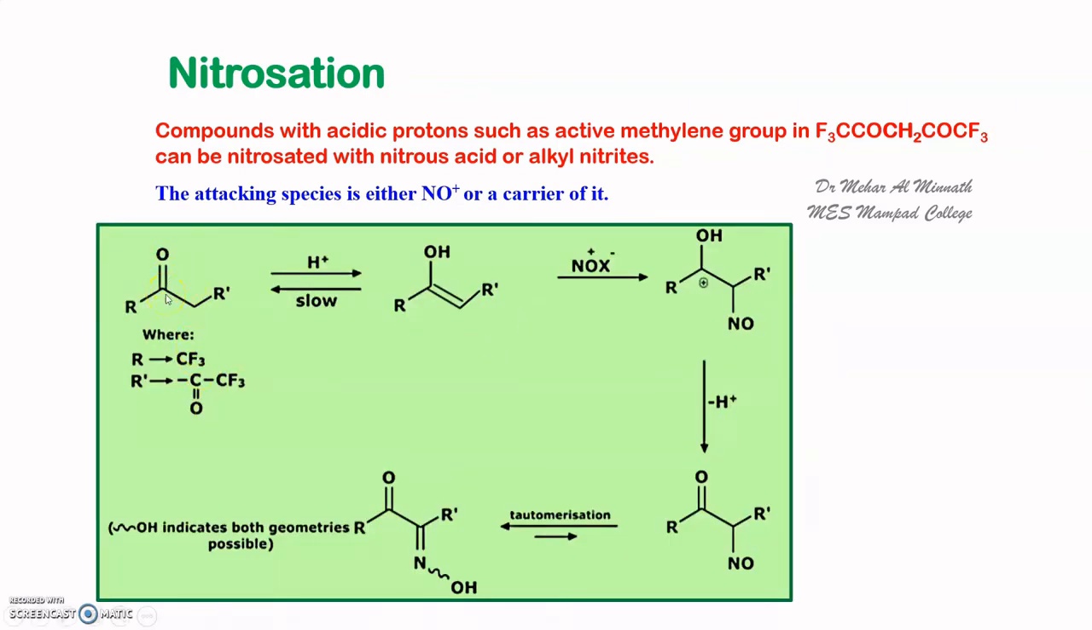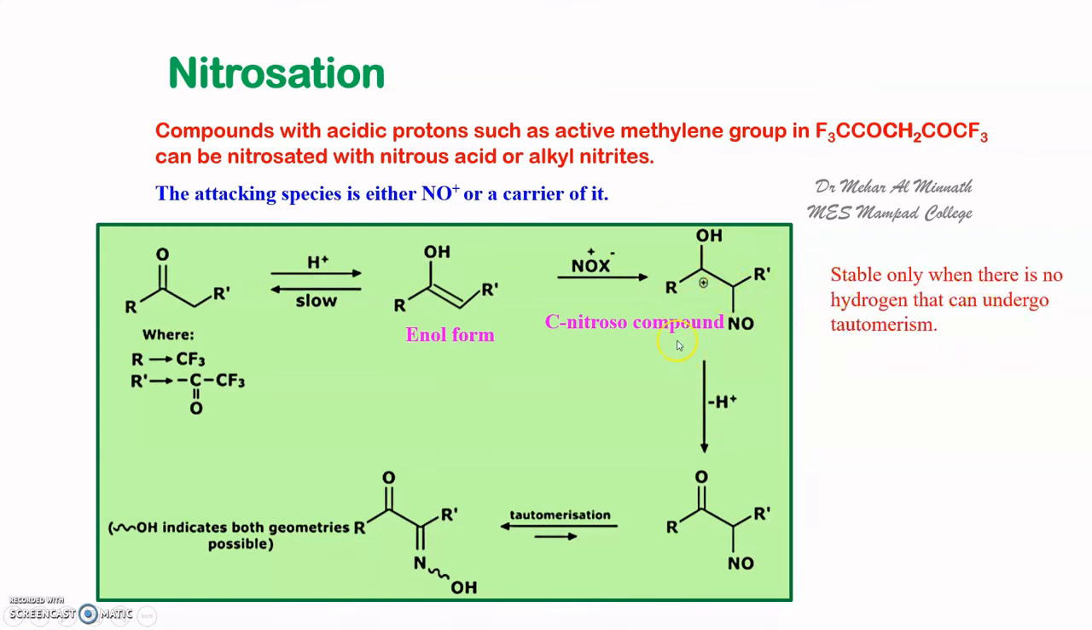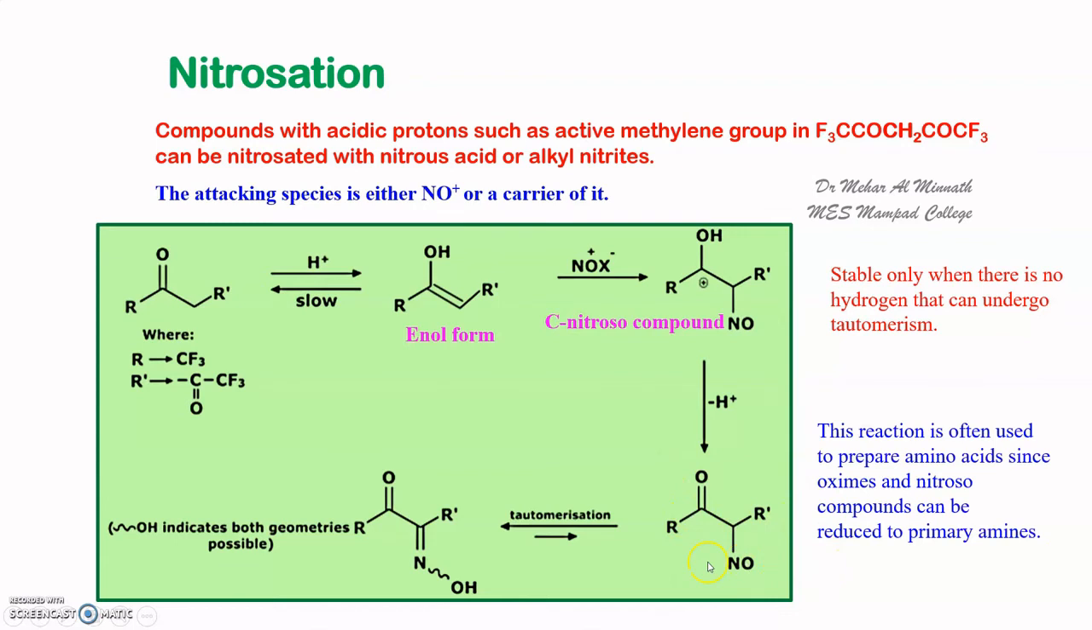You have the keto compound, and this is the enol form of it, and you have the NO plus group here. It is attacking here, so the enol form first gives a C-nitroso compound. Now the C-nitroso compound is not very stable. A proton will be removed from here, and it forms the keto form. Then you get a nitroso compound here; this nitroso compound and the oxime remain in equilibrium.